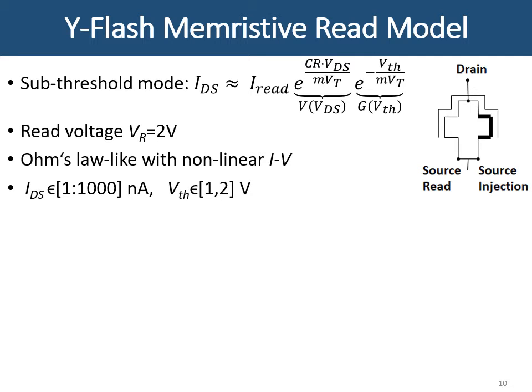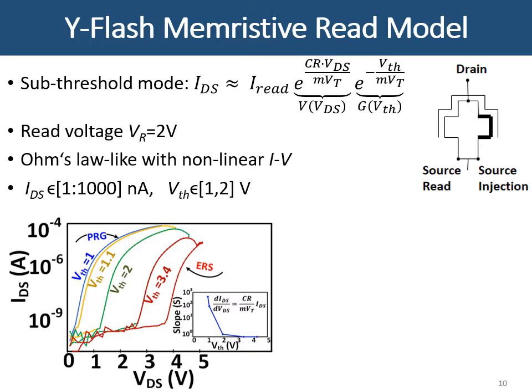The read mode of the Y-flash memristive device is modeled by the subthreshold current of the Y-flash device when the source's terminals are shorted, and is described by a multiplication of two separable and dimensionless factors, where the first factor is a function of the applied voltage across the device, for example, 2 volt for read, and the other factor is a function of the threshold voltage, which is used as the state variable of the memristive device. This expression emulates Ohm's law with exponential IV relationship, similarly to the floating gate synapse transistor, but with VDS instead of VGS.